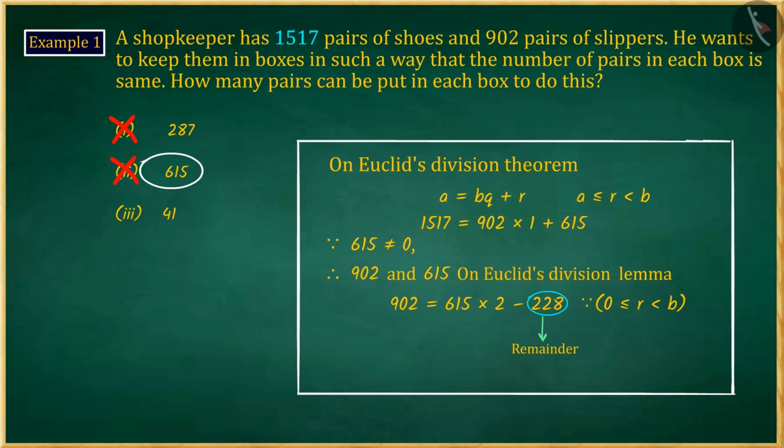This we also ignore. And for this reason, here, you consider 615 as the HCF of 1517 and 902. Hence, your answer becomes wrong.